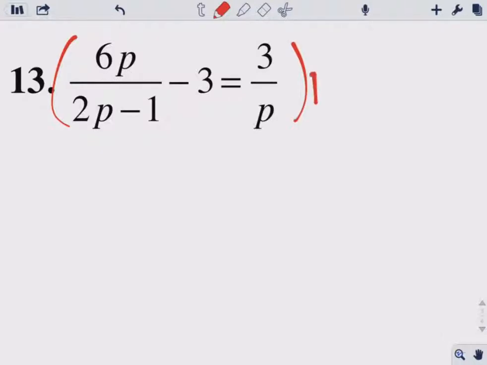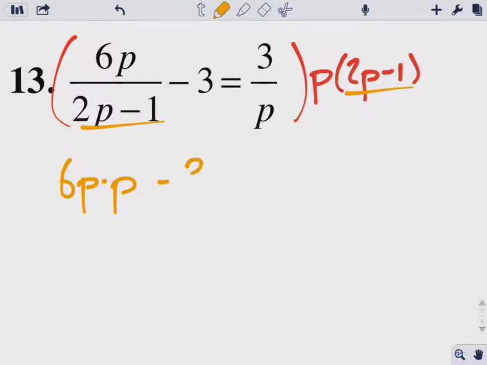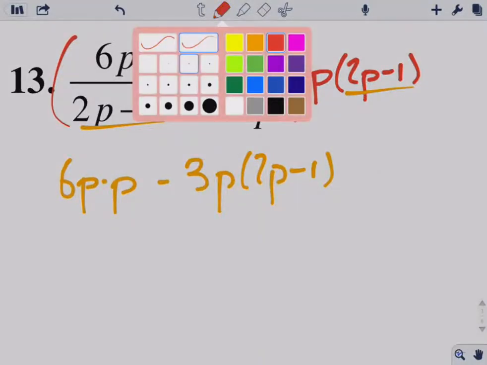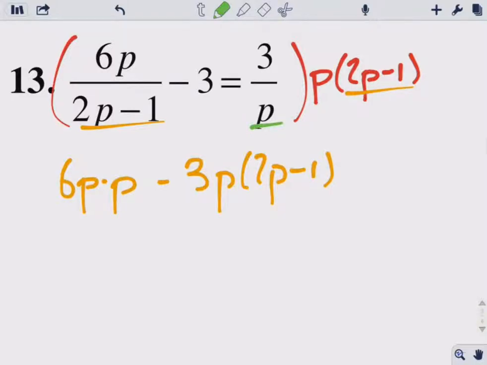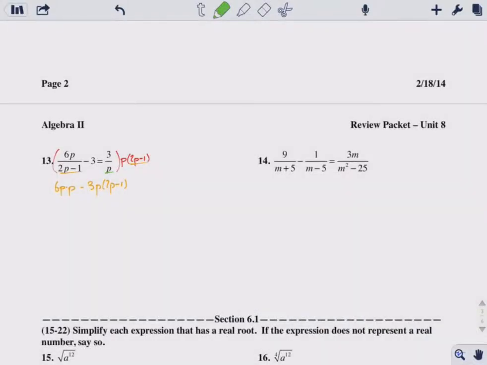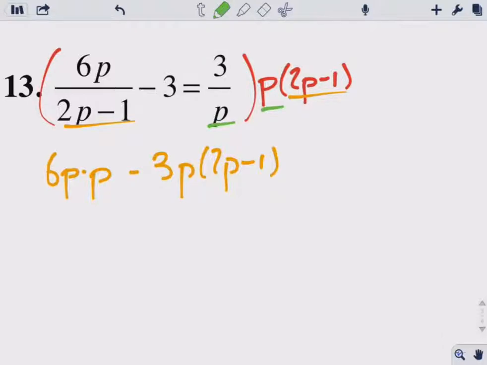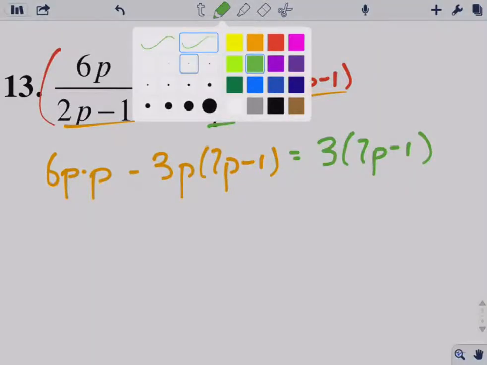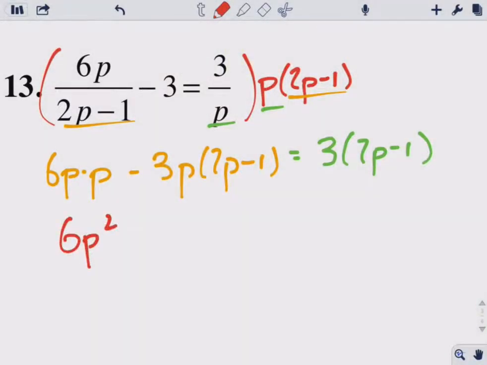Okay, the GCF in this case is P and 2P minus 1, so I'm going to do this a little bit shorter. Remember, 2P will cancel with the 2P minus 1, so I just get 6P times P. Neither thing cancels with the 3, and then the P will cancel with the P here, and so I get 3 times 2P minus 1. Okay, so simplifying, that's 6P squared minus 6P squared plus 3P is equal to 6P minus 1.